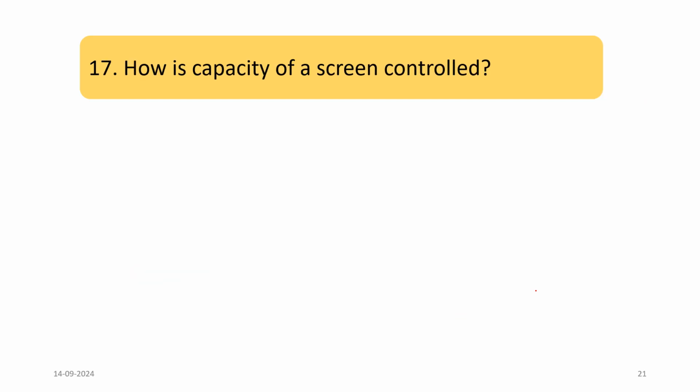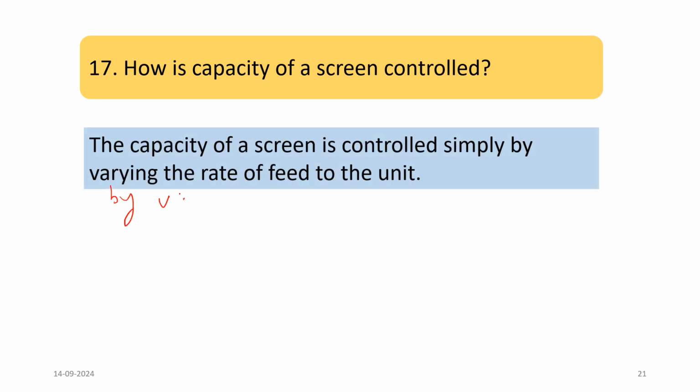Next, how is capacity of a screen controlled? By varying the rate of feed to the unit.